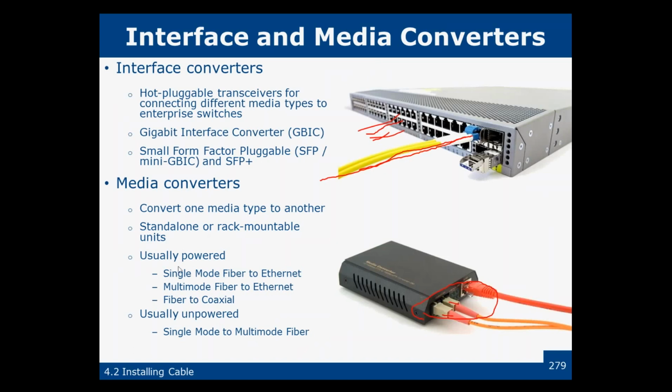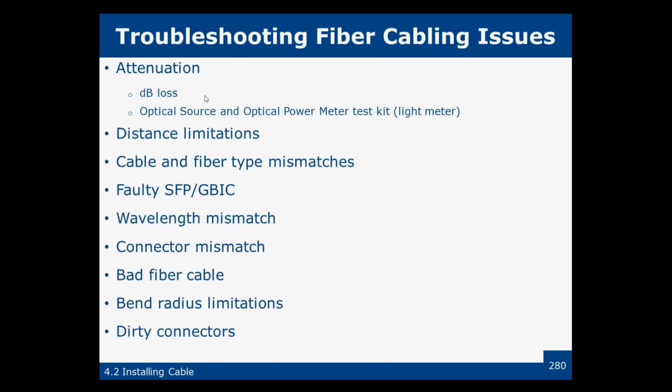They're usually powered: single mode fiber to Ethernet, multi-mode to Ethernet, fiber to coax. If you're using coax, and I guess maybe if we're using it in the TV system. Unpowered: single mode to multi-mode fiber. We have these things.